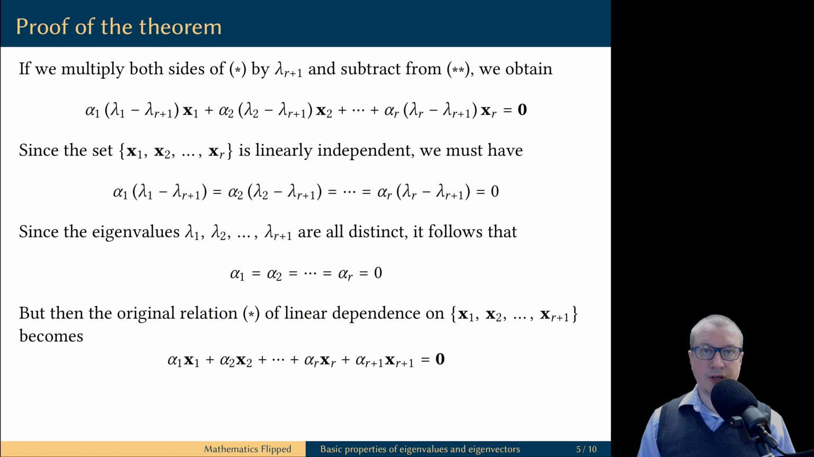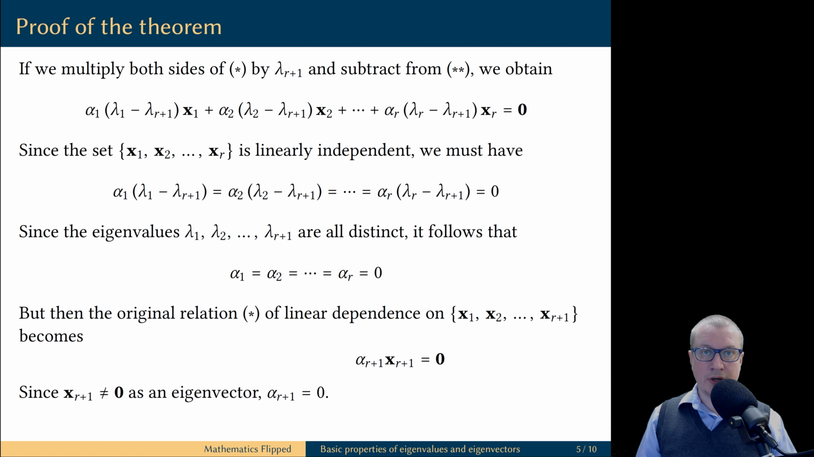We just proved that the first r scalars must be equal to 0, and therefore this relation actually looks like this. But a scalar multiple of a vector is equal to the 0 vector only when the scalar is the 0 scalar or the vector is the 0 vector. However, xr plus 1 is an eigenvector, therefore it is not the 0 vector.